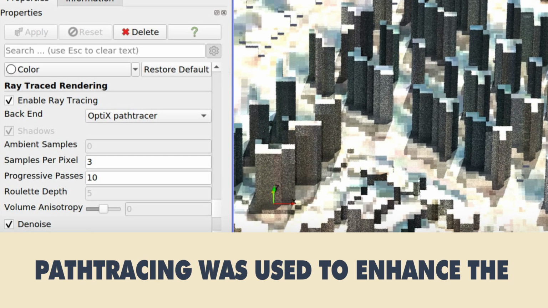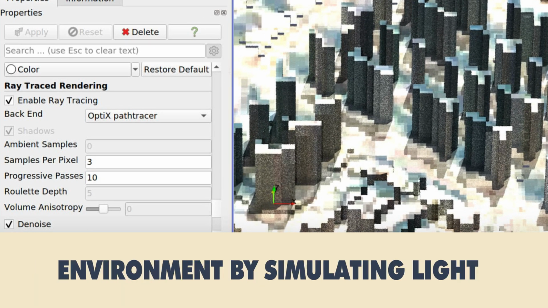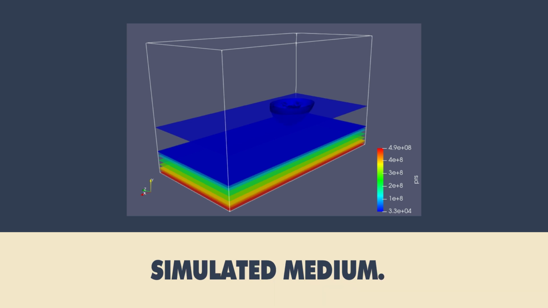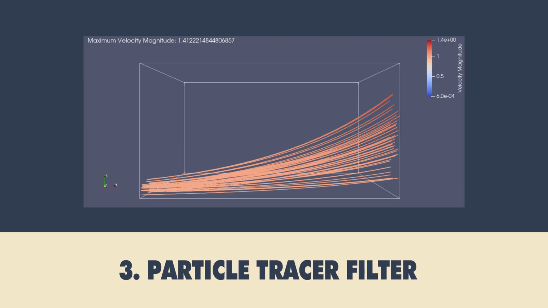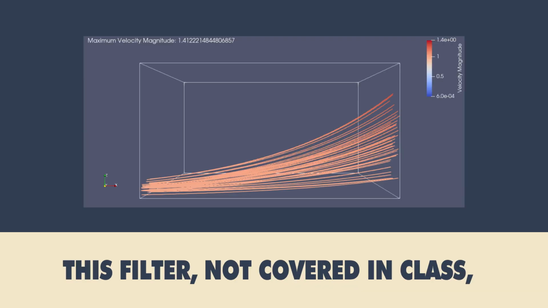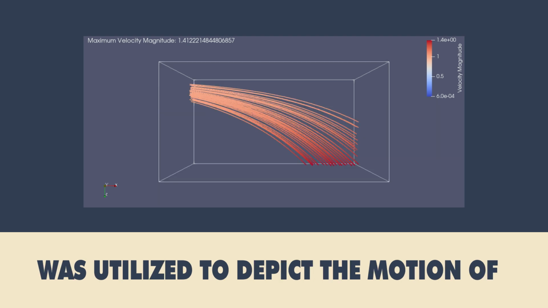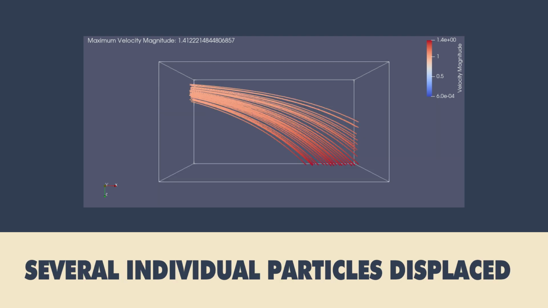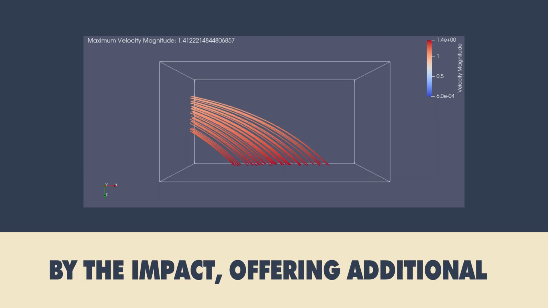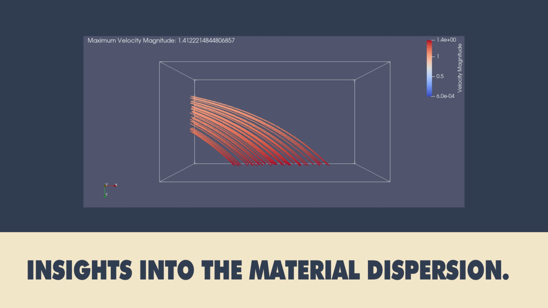Number 2. Path tracing was used to enhance the realism of the underwater environment by simulating light interactions with the simulated medium. Number 3. Particle tracer filter. This filter, not covered in class, was utilized to depict the motion of several individual particles displaced by the impact, offering additional insights into the material dispersion.